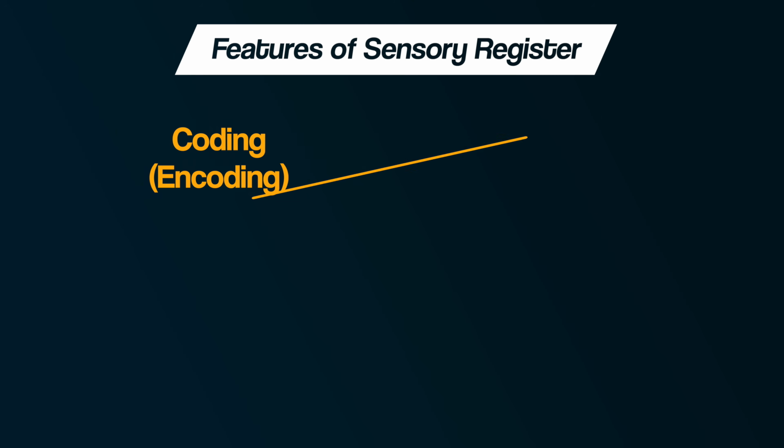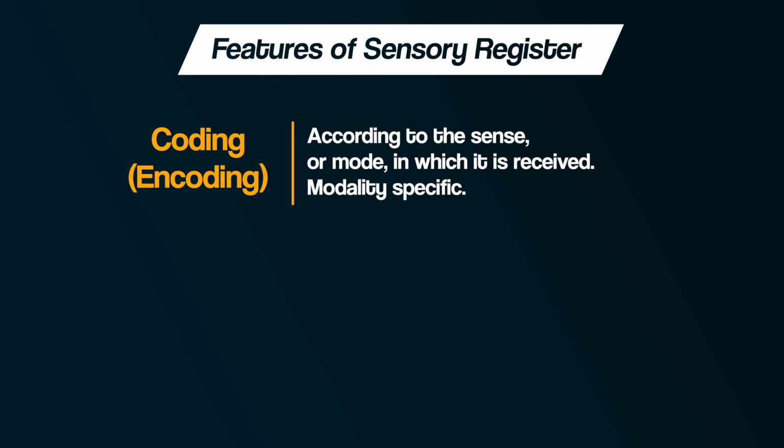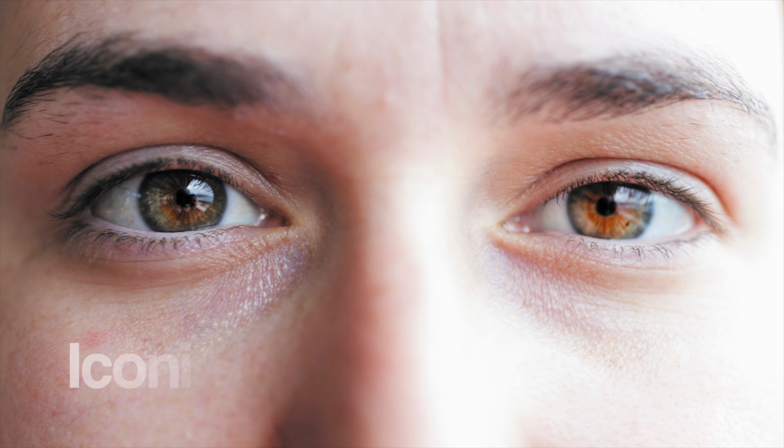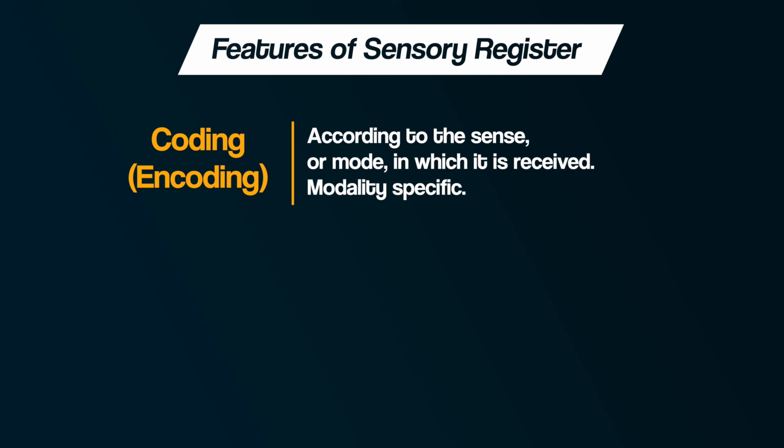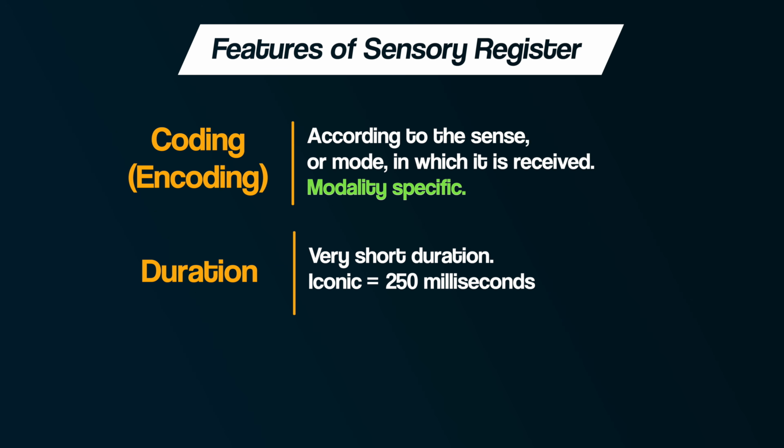For the sensory register, information is coded according to the sense or mode in which it is received, whether that is visual, referred to as iconic, or auditory, referred to as echoic, or any of the other senses. For this reason, the way information is encoded in the sensory register is modality specific. It is specific to the mode or sense that receives the information. The length of time that sensory memories last for varies slightly depending on the format in which it is coded, with iconic memories thought to last around 250 milliseconds or a quarter of a second. In other words, sensory memories have a very short duration and fade away very quickly.